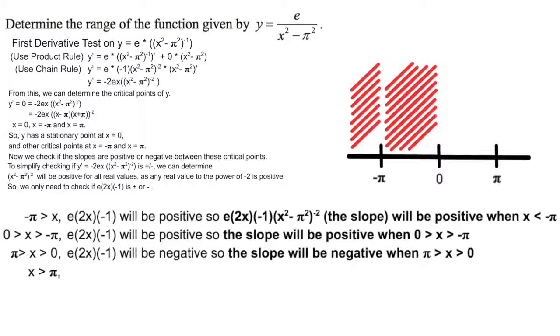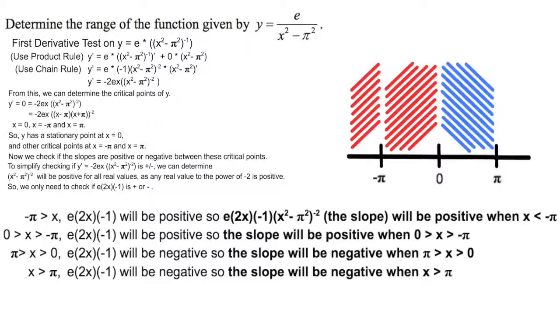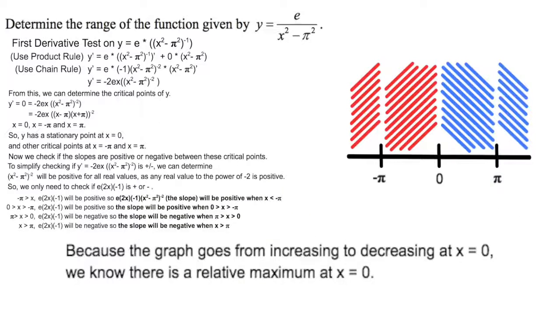When x is greater than 0 but less than pi, e times 2x times negative 1 will be negative. So the slope will be negative. When x is greater than pi, e times 2x times negative 1 will be negative. So the slope will be negative when x is greater than pi. Because it goes from increasing to decreasing at x equals 0, x is a maximum at x equals 0.